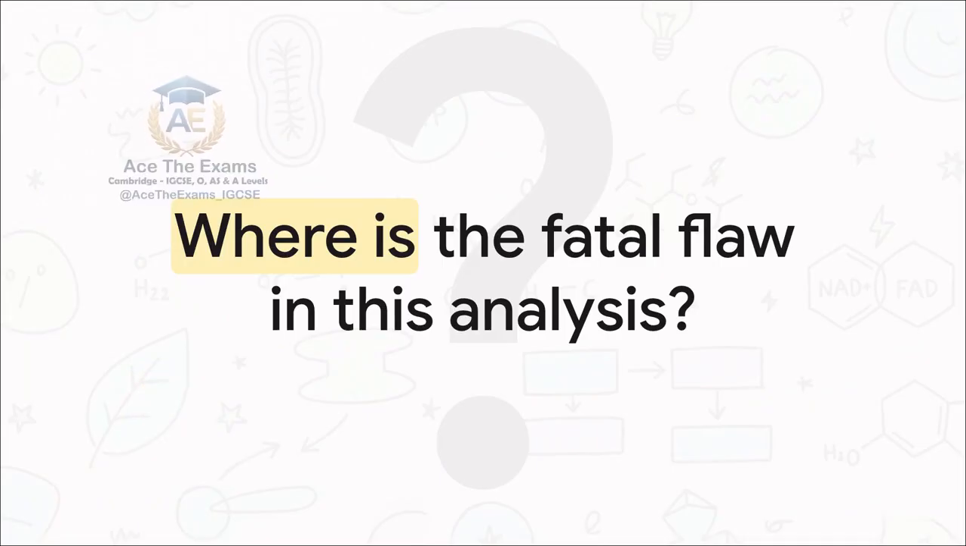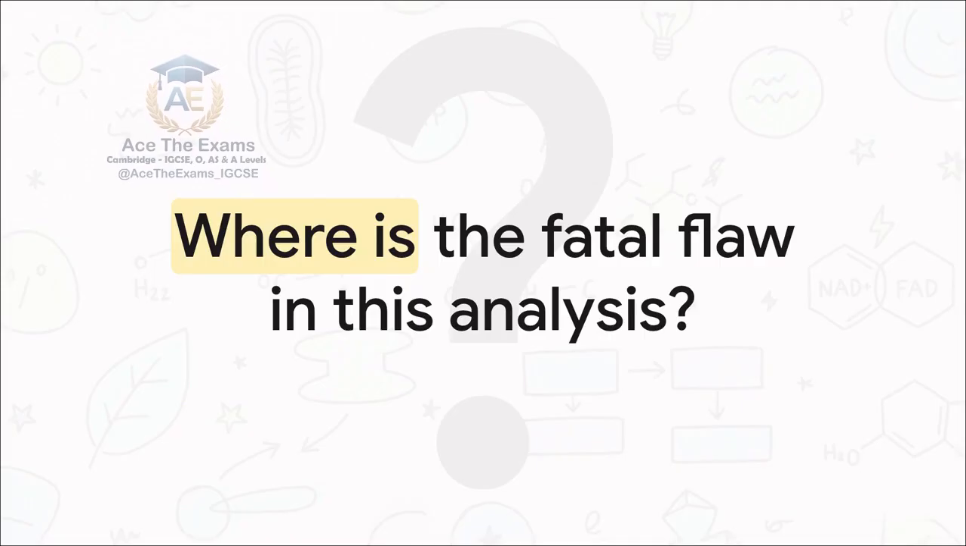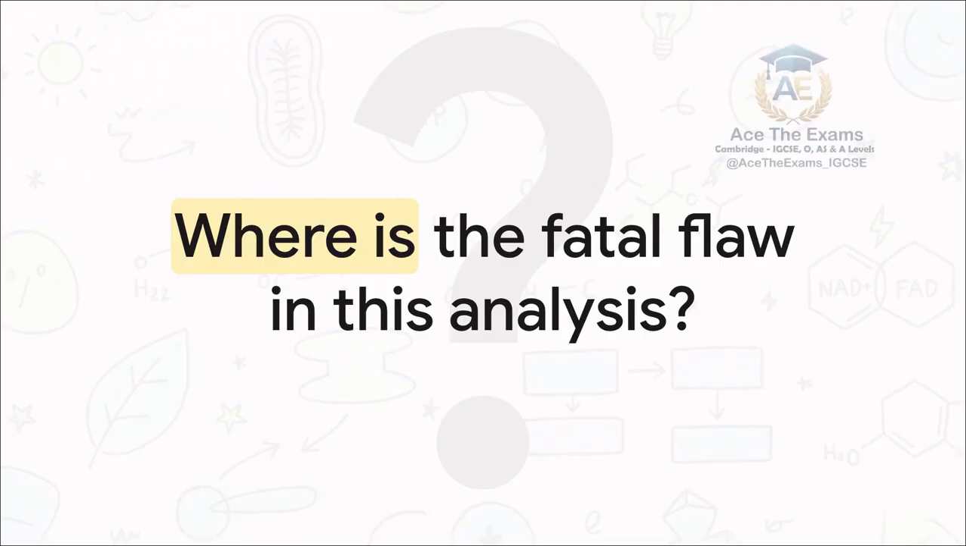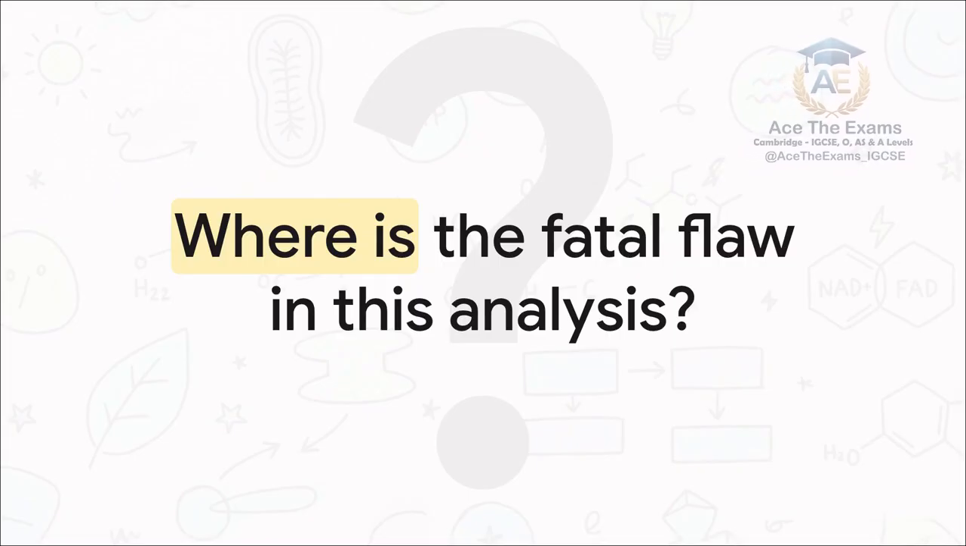Then they write a second, separate paragraph describing the low energy yield of anaerobic respiration. They mention all the correct facts. Everything is factually true. Yet they score a low band. Why? Where is the fatal flaw in this student's comparative analysis?